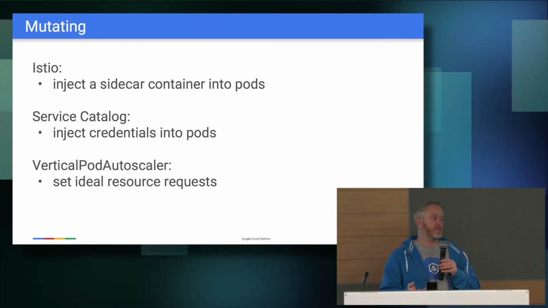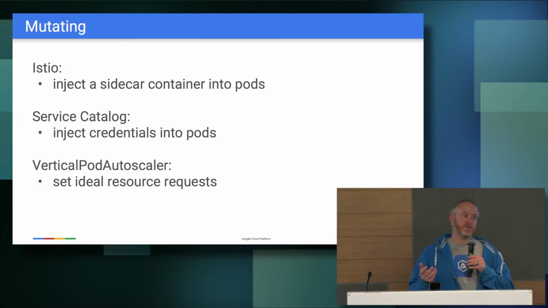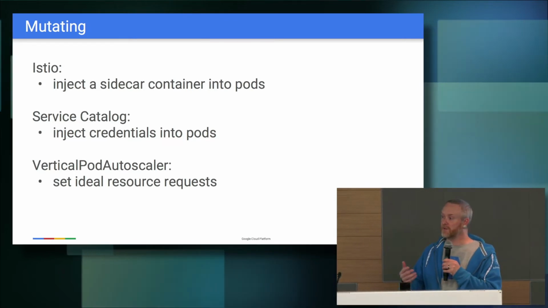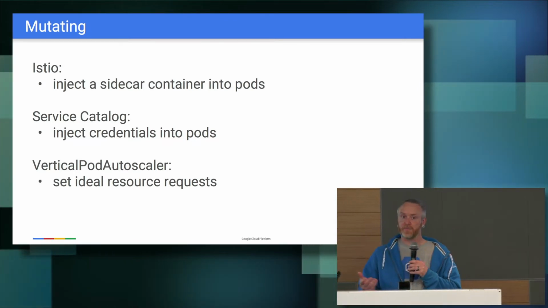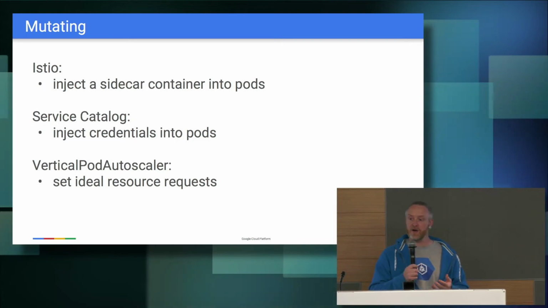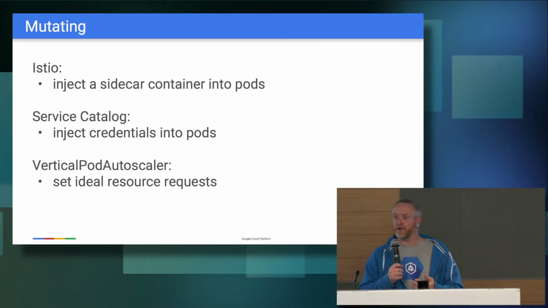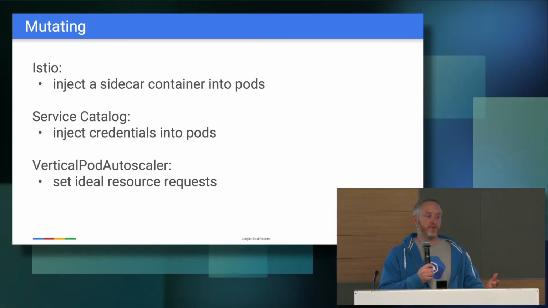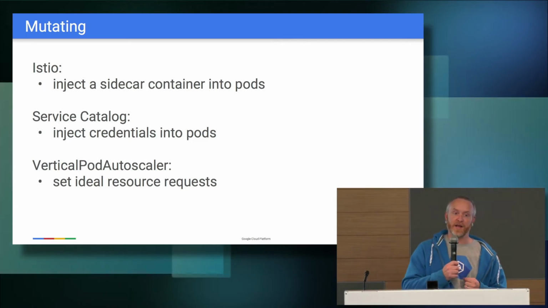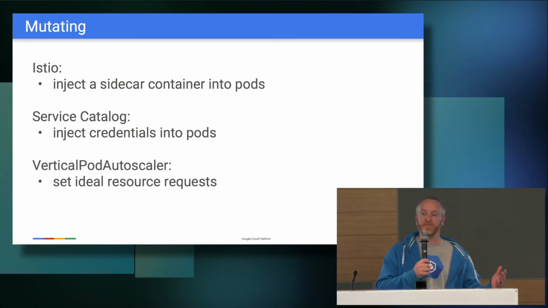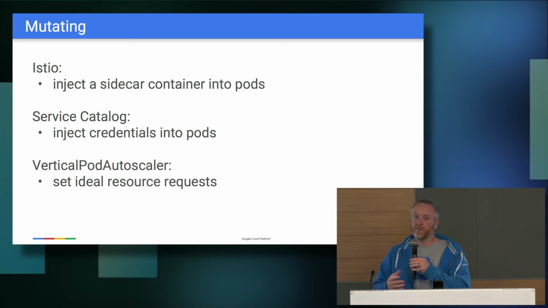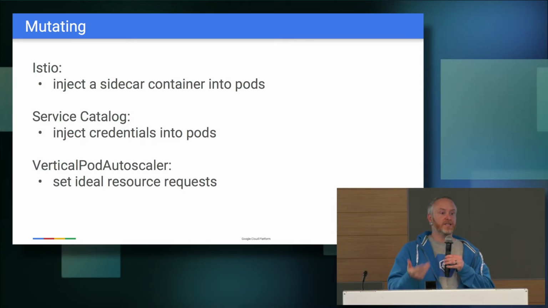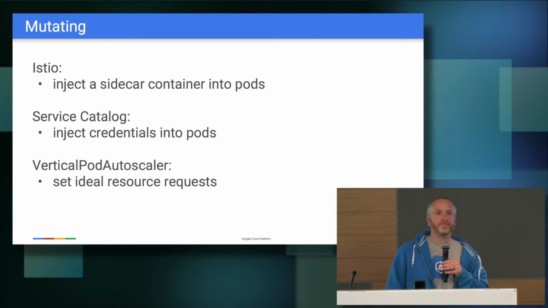Another example is Service Catalog, which is used to inject credentials for services that you're being bound to dynamically. Another one is something that we're working on now called Vertical Pod Autoscaler, which will try to set the sizing requests for your pods automatically. So it'll look at the history of what pods have been doing, and it will try to guess how much memory and CPU you're actually running. And it sets that dynamically at startup time.